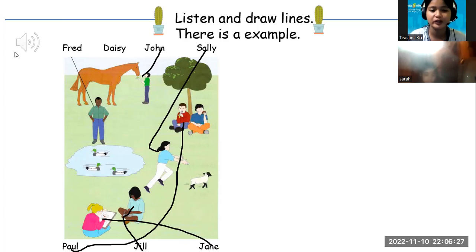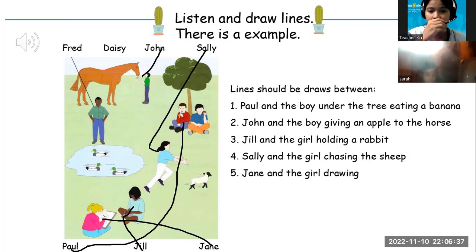Okay, so we're not going to listen again since you already have 5 answers. Let's see if your answers are right. Lines should be drawn between. Let's have number 1. Paul is the boy who is under the tree eating a banana. Okay, that's correct. Number 2: John and the boy giving an apple to the horse. Okay, very good. That's correct.